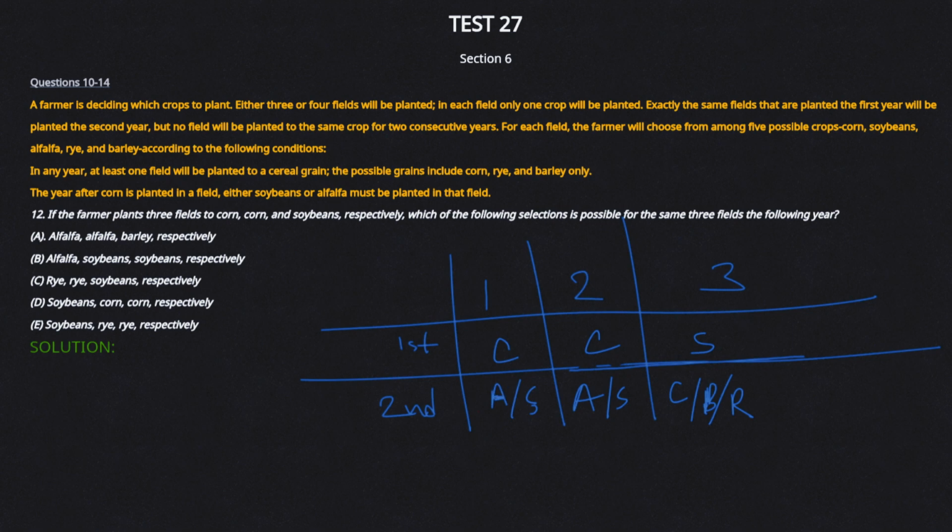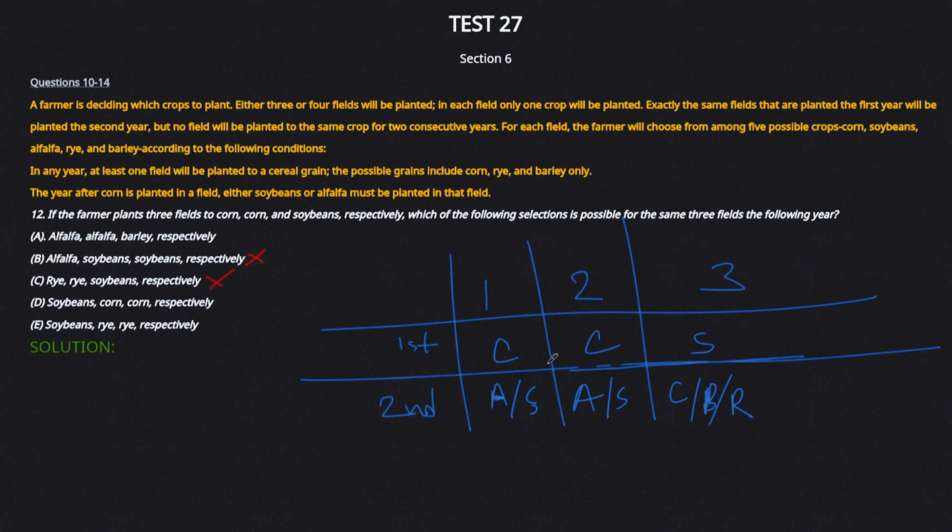So let's go over the options. Alfalfa, alfalfa, barley, pretty much possible, definitely possible. Alfalfa, soybean, soybean, no, we cannot have that. This one does not have any cereal grains. The last one needs either corn, barley, or rye, but we have soybean, so it's a cross out. Again, this one has soybeans, so another cross out. This one, soybeans, okay.